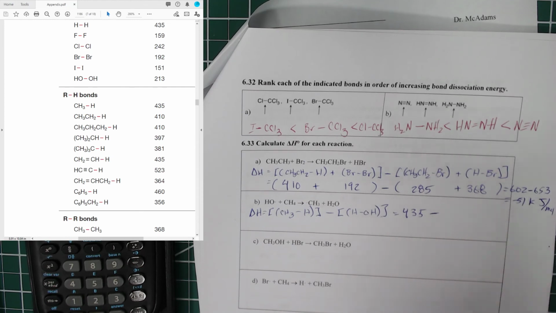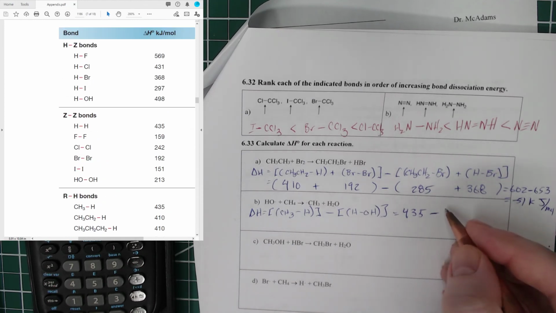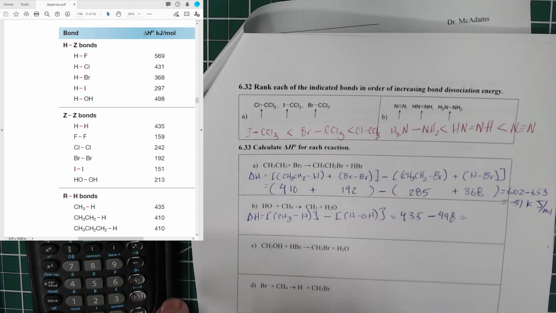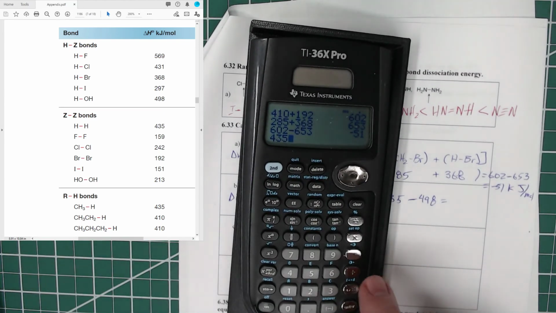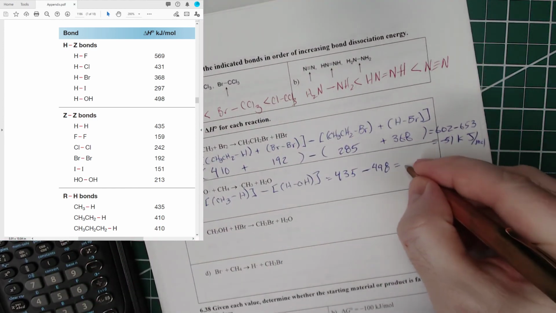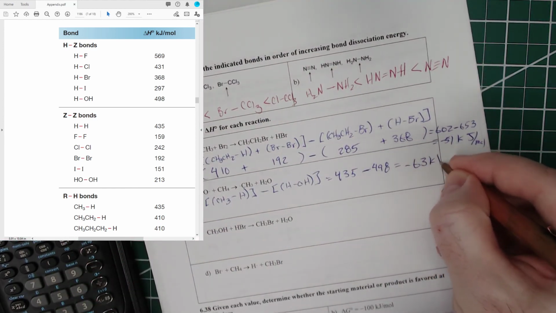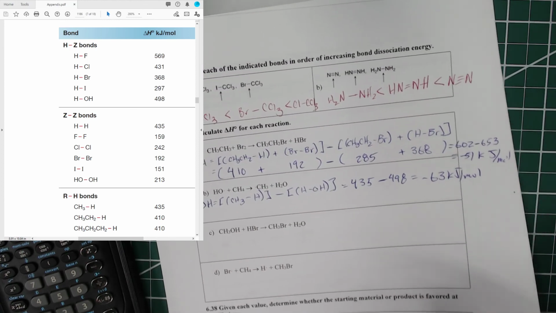And then the HOH, it's the water, and it's at 498. So 435. Go ahead and put that right there. 435 minus 498, and that gives us negative 63. So negative 63 kilojoules per mole.